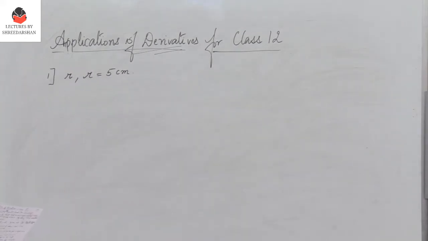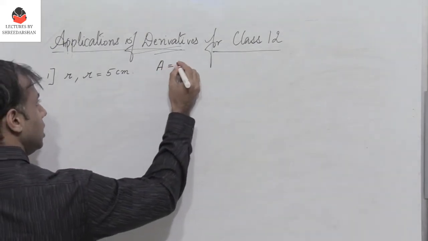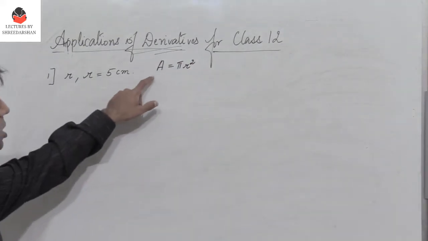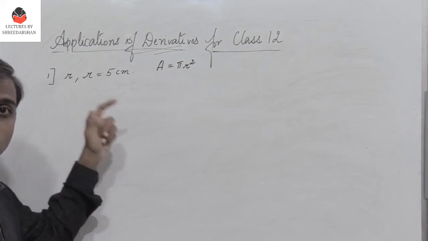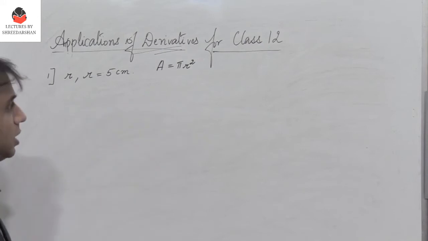So we need to find the rate of change of area of a circle. We know that the area of a circle is given by pi r squared. So I need to find the rate of change of area of a circle with respect to its radius. Here the quantity is area with respect to the radius of a given circle.